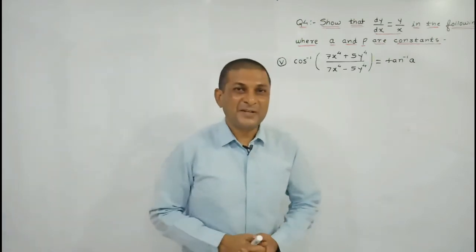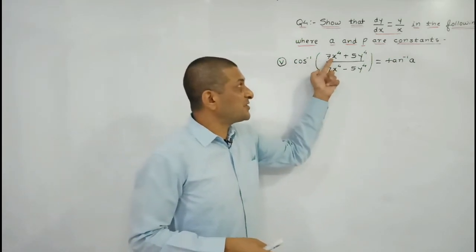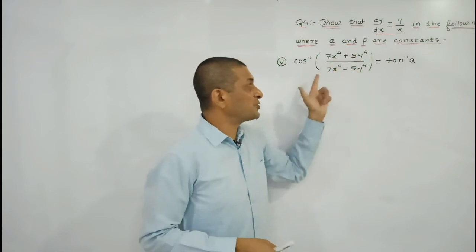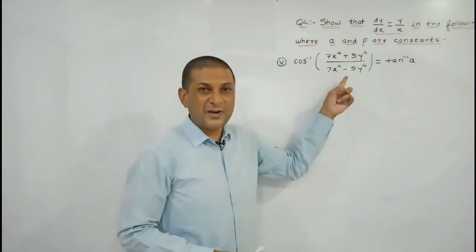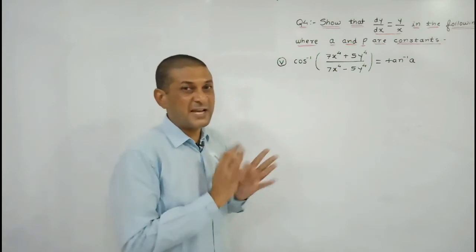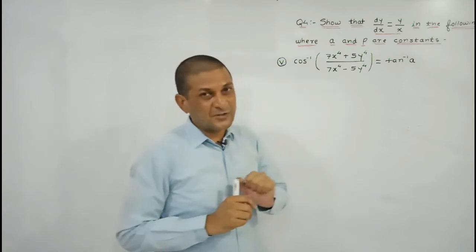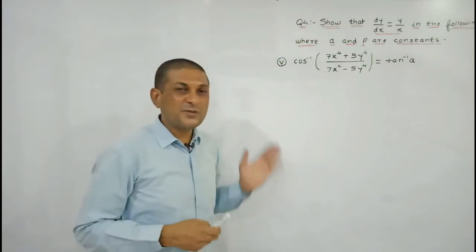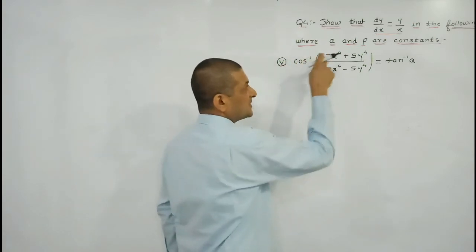Now see example number 5. In this example, what is the function? Cos inverse of 7x raised to power 4 plus 5y raised to power 4 divided by 7x raised to power 4 minus 5y raised to power 4 is equal to tan inverse of a. So here we are trying to eliminate what? Cos inverse. And to eliminate this cos inverse, we have to take cos on both sides. If I am taking cos on the left hand side, cos and cos inverse will get cancelled.